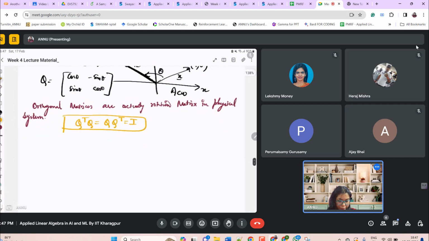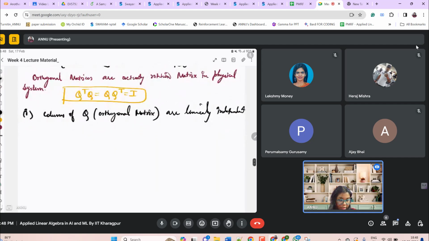Now, the basic and foremost thing is that the columns of Q, the orthogonal matrix, are linearly independent. So what does it mean? Definitely the columns of Q, suppose Q1, Q2 to Qn, are linearly independent.